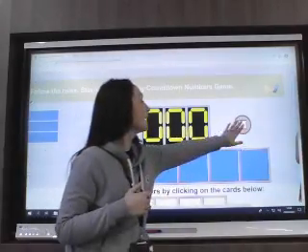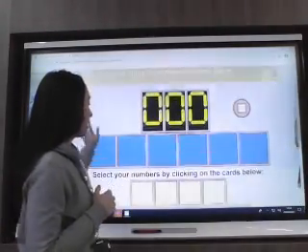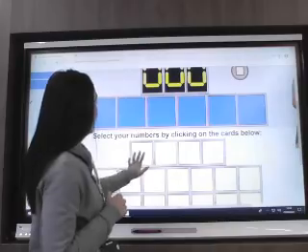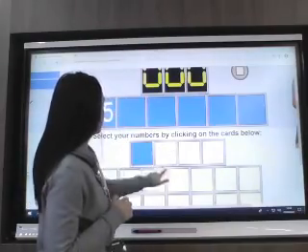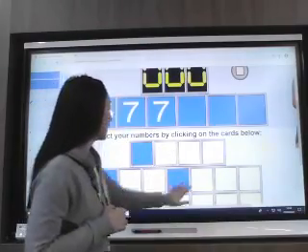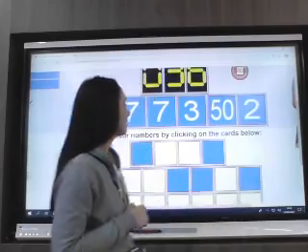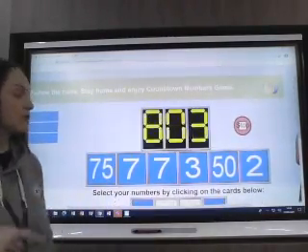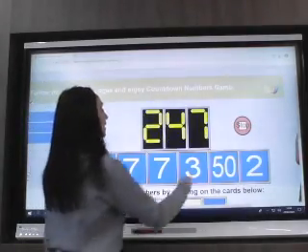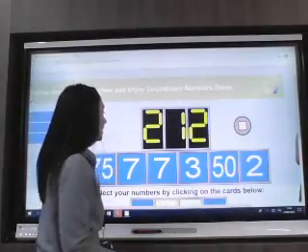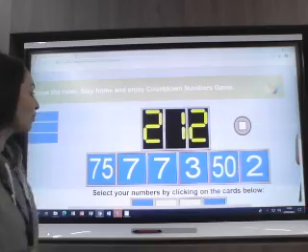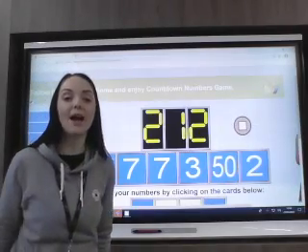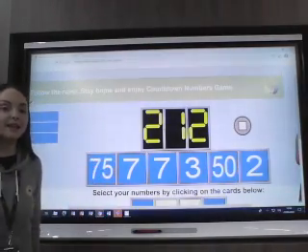Let's have a look at what our number is. Okay, let's pick our numbers. So we've got 75, we've got 2 sevens, 3, 50 and 2. See what our target is. 212. Okay, see if you can do it.